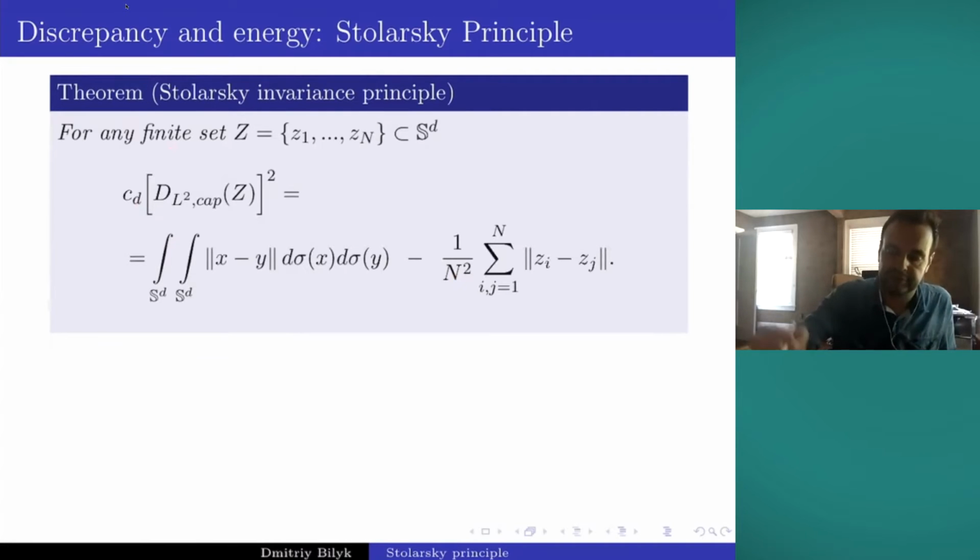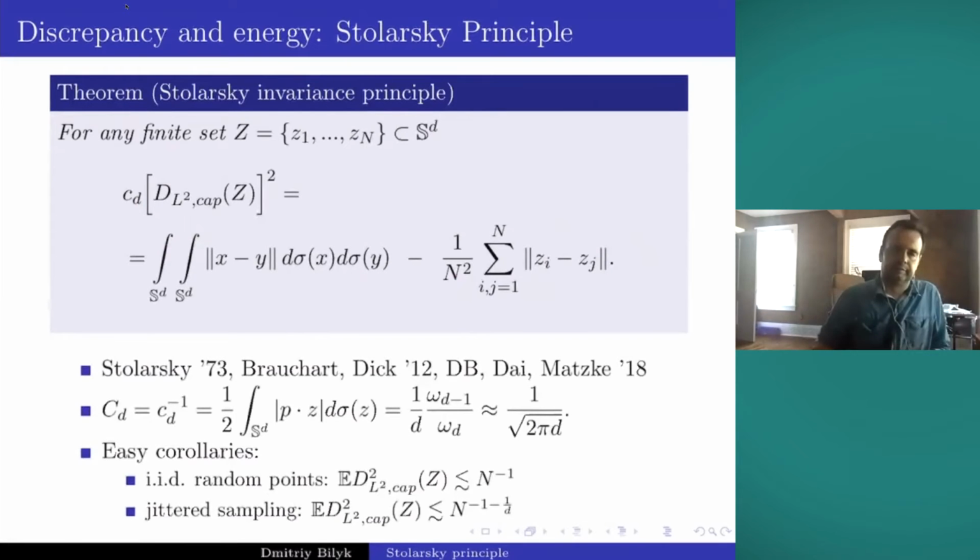For example, this is probably one of the simplest ways, an elementary way, to show that the discrete energy is always smaller than this continuous energy. So this was proved initially in the 70s by Stolarsky. His proof was a little complicated. It was a little bit more general than what I'm stating here.